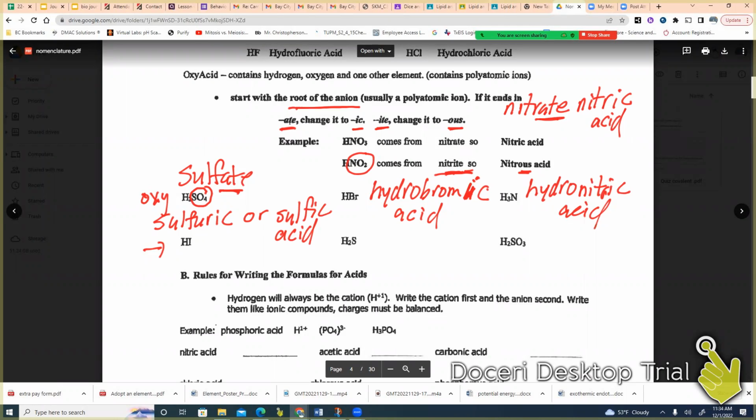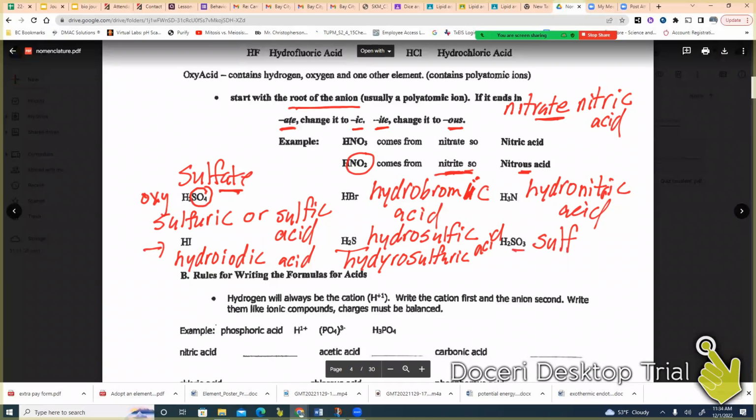All right, HI, what would that be? That one sounds weird. Hydroiodic acid. H2S: hydrosulfic, or same thing, hydrosulfuric. I would take either one of those. For some reason, if I put that one on a test or a quiz, kids miss it all the time. And what's my last one? Sulfurous acid. That's my ite. So sulfurous acid. All righty.